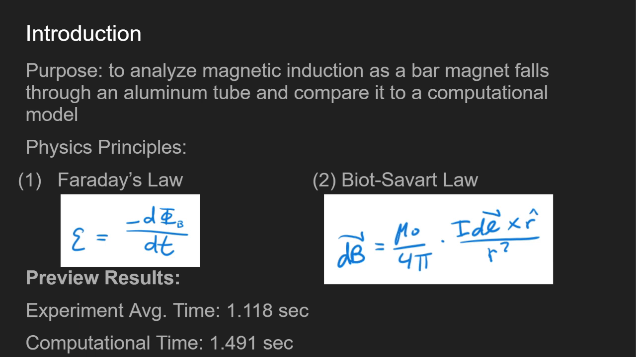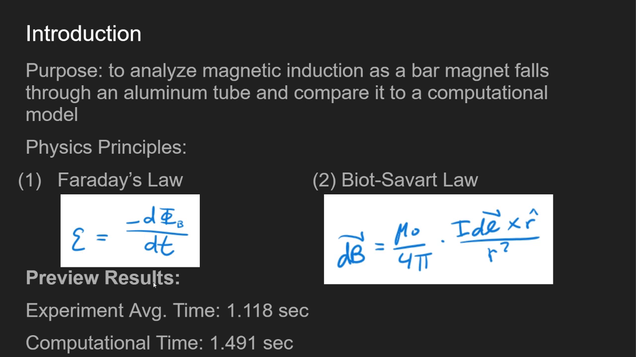Some basic physics principles here. To start with, we have Faraday's law, which states that the EMF is equal to the negative change in magnetic flux over time. And secondly, what we've been working with basically all this unit, is the Biot-Savart law. Right here I have it in dB and dL instead of B and qV, but it's still the same thing. This is just more important for the computational model.